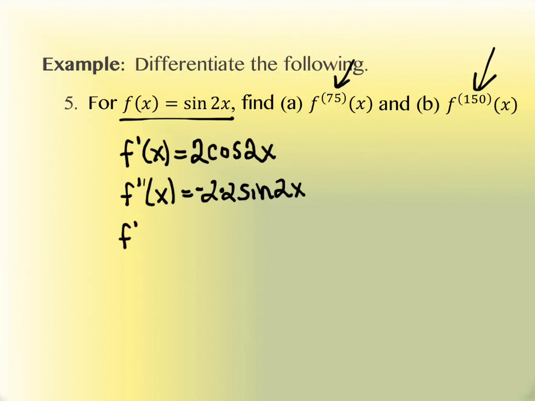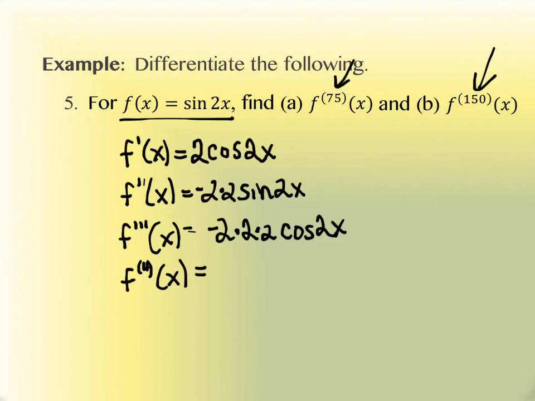Let's do this a third time. I'm going to have the negative 2 times 2. None of that changes. What's the derivative of sine? Cosine of 2x. And then I've got another derivative of the 2x, so I get another 2. So I have three 2's. I promise we're getting close. Let's do the fourth derivative. The negative 2, 2, 2, all that stays.